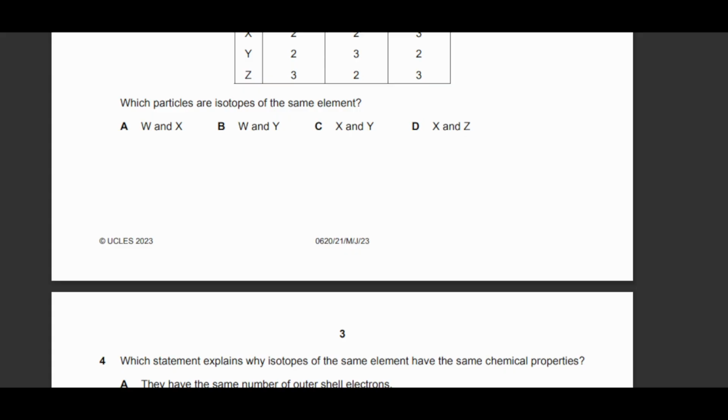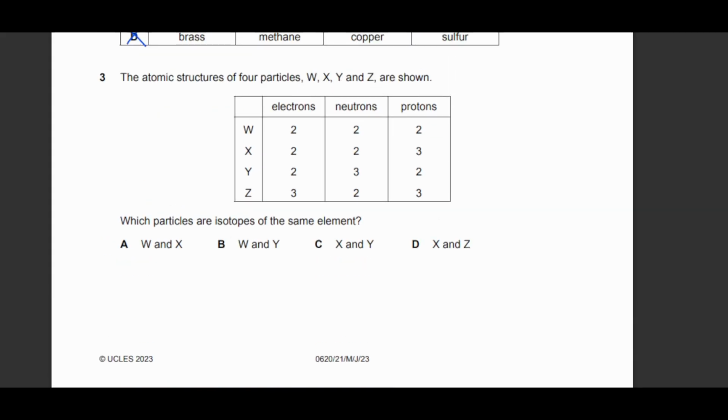Okay, so next, question 3. The atomic structures of 4 particles, W, X, Y, and Z, are shown. Which particles are isotopes of the same element? So, first we need to know the definition of an isotope, right? So what is an isotope? For something to meet the criteria of an isotope, first off, the two elements must have the same proton number. Okay, that's the first thing. They need to be the same element. Next, they need to have the same number of electrons also. Okay, so same proton number, same electron number, but they are isotopes when the neutron number is different.